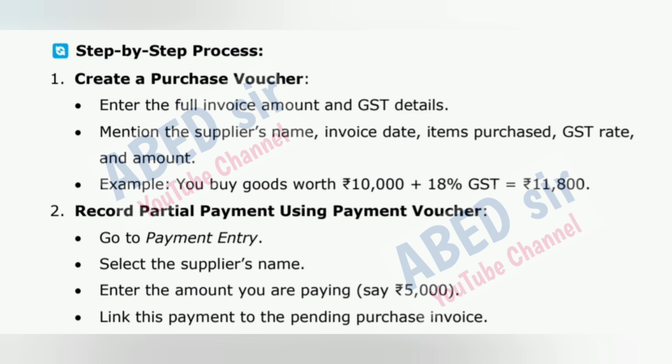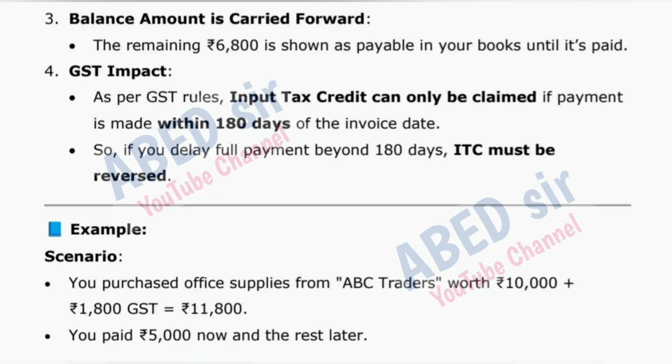2. Record partial payment using a payment voucher. Go to payment entry. Select the supplier's name. Enter the amount you are paying, say 5,000 rupees. Link this payment to the pending purchase invoice. 3. Balance amount is carried forward. The remaining 6,800 rupees is shown as payable in your books until it's paid.